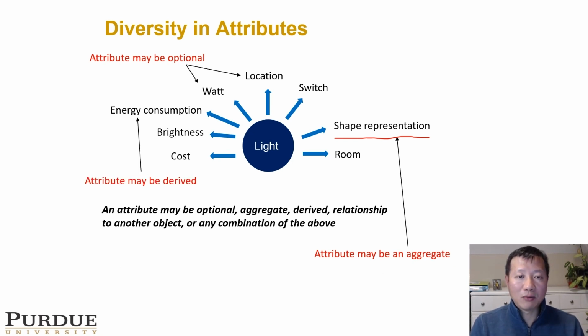Some attributes could be derived. For example, look at the energy consumption. Energy consumption depends on the power or the watts of your light, as well as the length of time your light is turned on. Some attributes may be a relationship to another object. For example, a light is typically controlled by a switch. So we can use a switch attribute to specify the corresponding controlling switch. To say it again, an attribute may be optional, aggregate, derived, a relationship to another object, or any combination of the above.